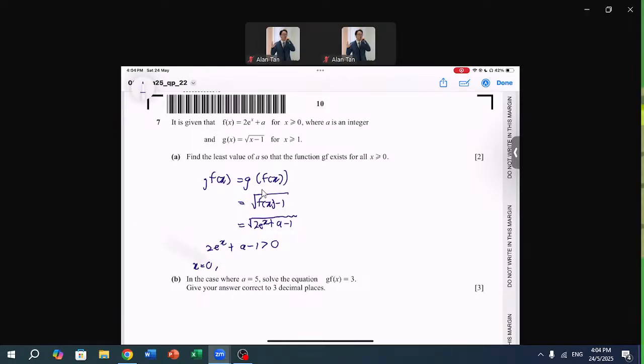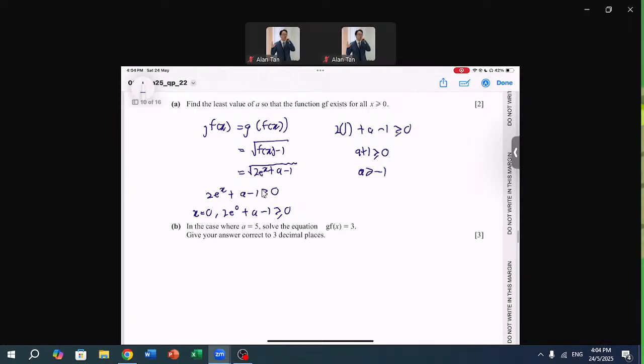At x equals 0, 2e^0 plus a minus 1 is more than 0. Therefore, e^0 is 1, times 2, plus a minus 1 is more than 0. 2 minus 1, so a plus 1 is more than 0. So a must be more than or equal to negative 1. That's the minimum value of a.